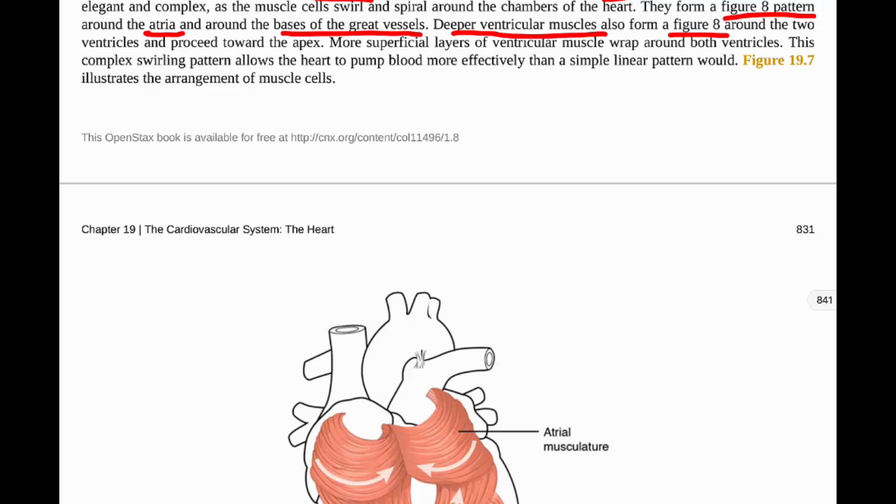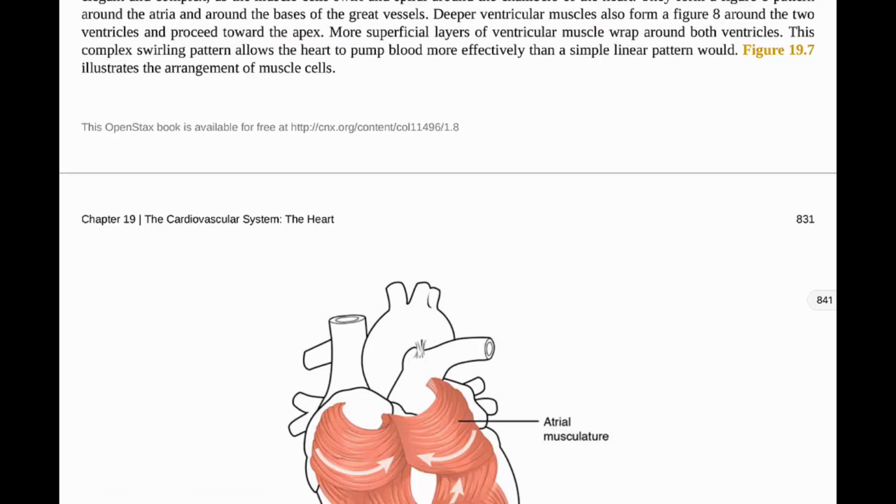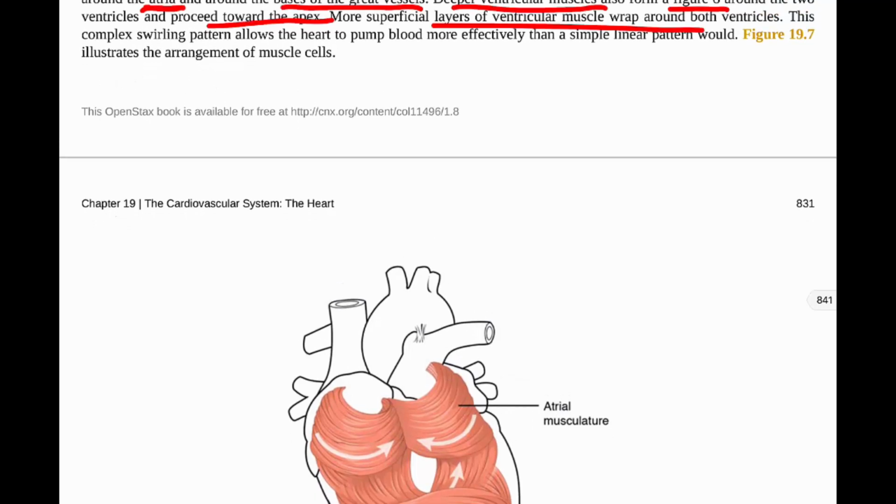So we have this figure 8 pattern of muscle around the atria. We can look at that here. The atrial musculature has this figure 8 pattern around the atria that is going to squeeze or contract the blood going from the atria down into the ventricles.